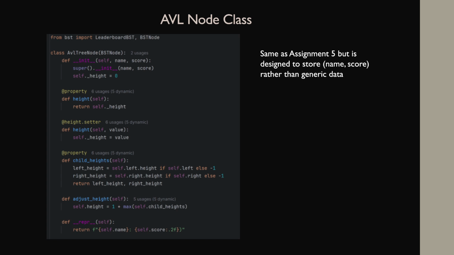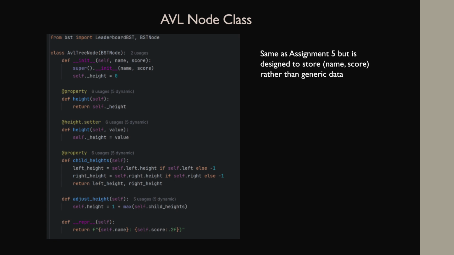We have the getter and setter methods for the height, and then we have the define child heights function, which returns the heights of the left and right children. So we just check if a child exists in our node, then we would get its height, and if it's a leaf and it has no children, then we would treat it as -1, and then we'd find the left and right heights and then return it.